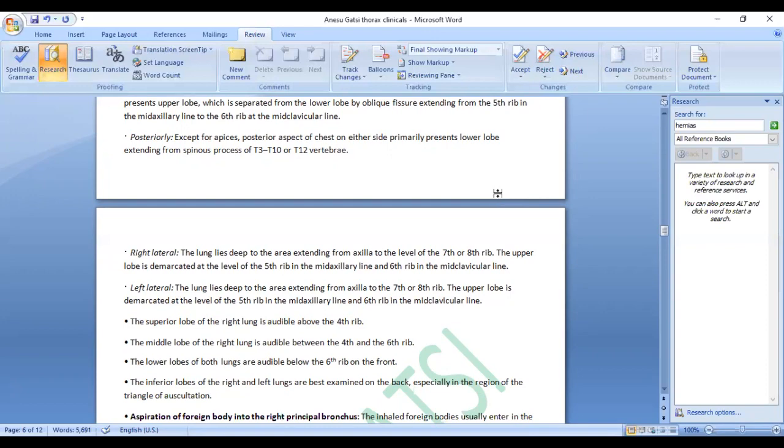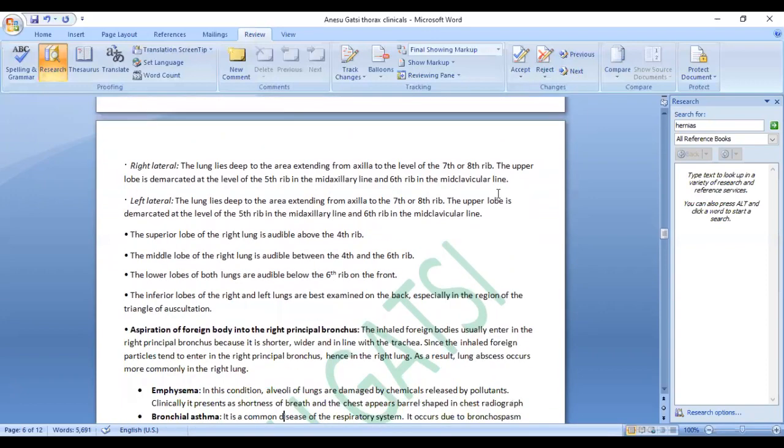Then you may have aspiration of foreign bodies into the right principal bronchus. These foreign bodies are more likely to be lodged in the right principal bronchus because it is shorter, wider, and more vertical, and it acts as a continuation of the trachea. So it is actually in line with the trachea.